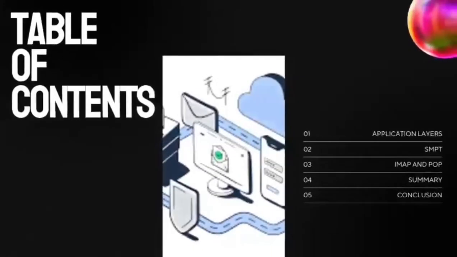This is exactly the summary of what we are going to cover in this topic. By the end of this video, you will clearly understand how email communication works across a network. You will learn what happens when you send or receive an email and how the three key protocols, SMTP, POP, and IMAP, make it all possible.